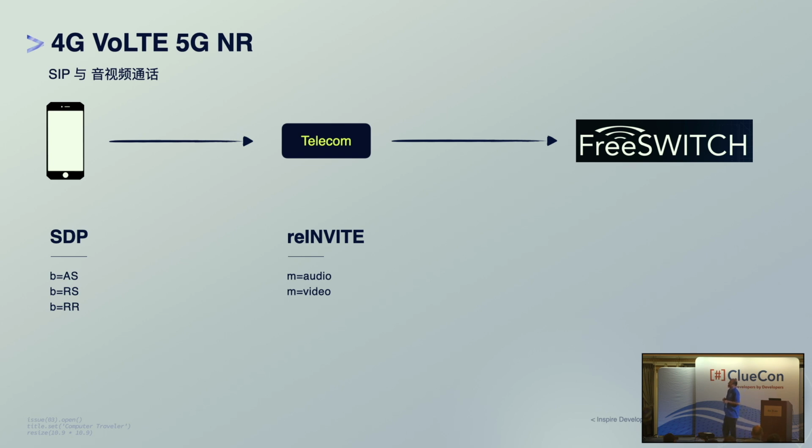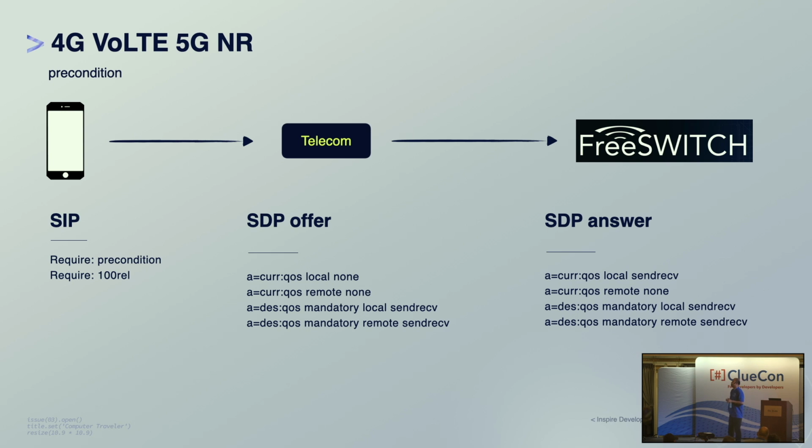Basically, in the SDP, you need RTCP to manage bandwidth. So you need AS, RS, RR, and you need re-INVITE and UPDATE to make the audio-video upgrade. And you have to add something like QoS in the SDP offer and answer to negotiate the bandwidth. You need some preconditions and 100rel reliability to make that work. To do that, we patched a lot of FreeSWITCH.